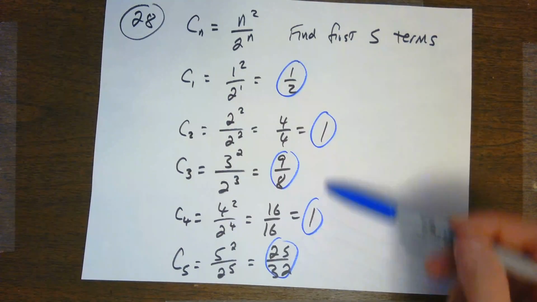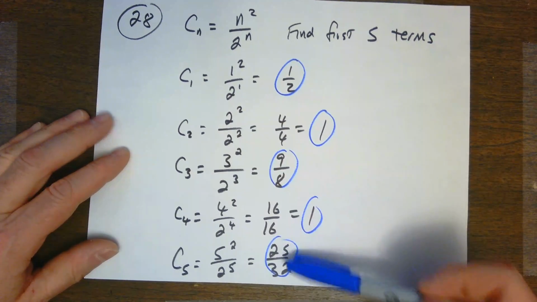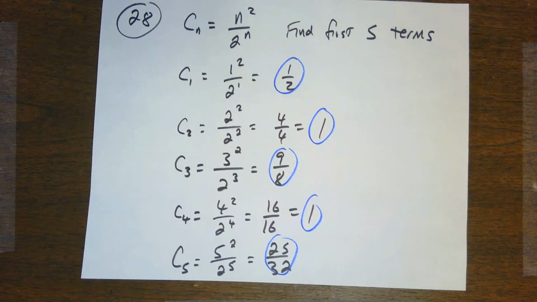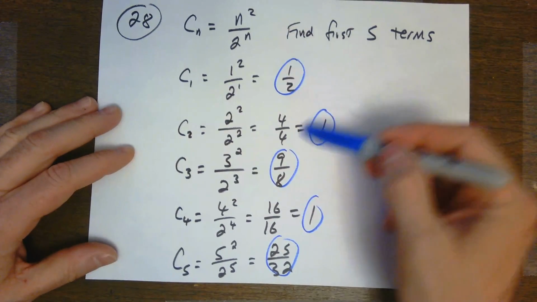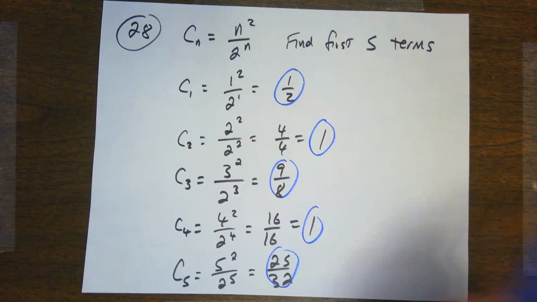Just looking at this ordered list of numbers, a half, 1, 9/8, 1, 25/32, and so on, you may or may not recognize a pattern. Sometimes the patterns can be very hard to see. Given just the sequence, working backwards to find the formula is a very difficult skill. And that is a skill you'll explore in the next class, but not in this one.